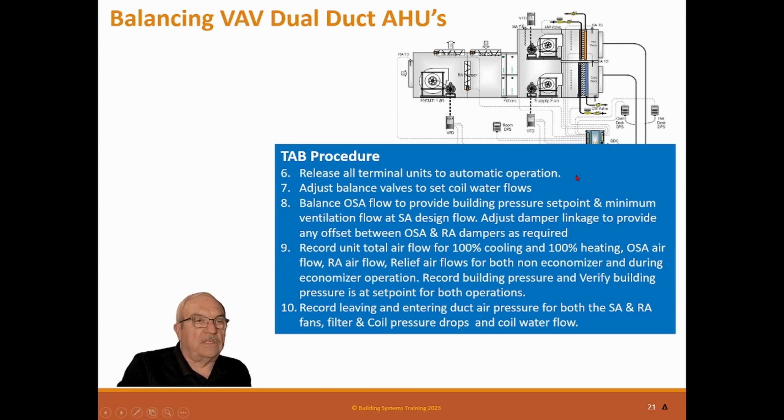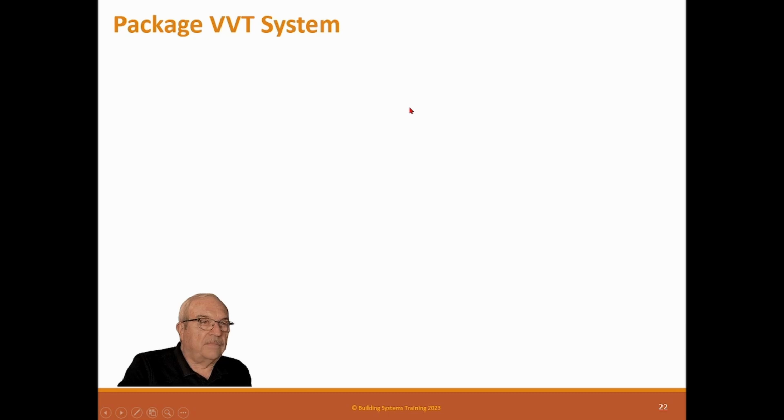So basically just like a regular air handling unit, the only difference is we've got two supply systems on the air handling unit. So the balance is not any different than a regular VAV.